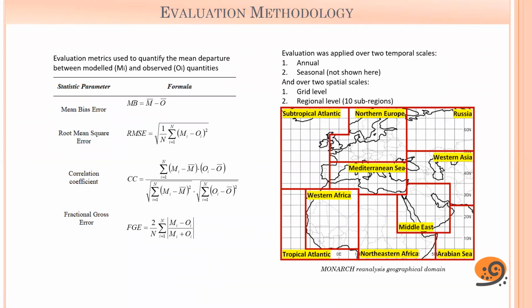The evaluation results are presented over two different temporal and spatial scales. The metrics were averaged at annual level and by season, and the results are provided at grid and at regional level. The Monarch domain was divided in 10 subregions representing areas of different dust concentration levels, including regions which contain the main dust sources and regions which contain the main dust transport pathways. I have to mention here that prior to any comparison, the modeled and the observed datasets had to be spatially and temporally collocated.